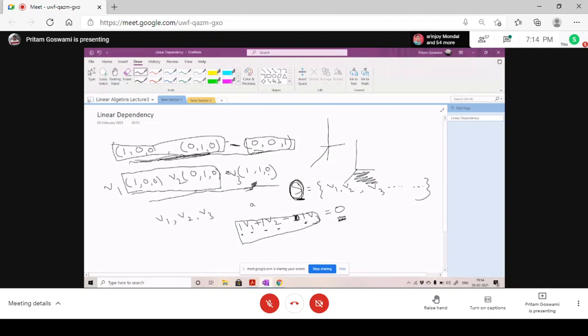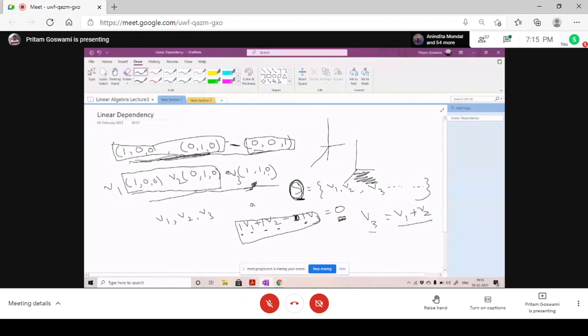So now look here, dependent. In real life, you can say some person is dependent on some other person, something is dependent on some other thing. Here also, dependence is like this. You can say v3 is dependent on v1 and v2, like v3 is basically v1 plus v2. So v3 is dependent on this, so they are linearly dependent.